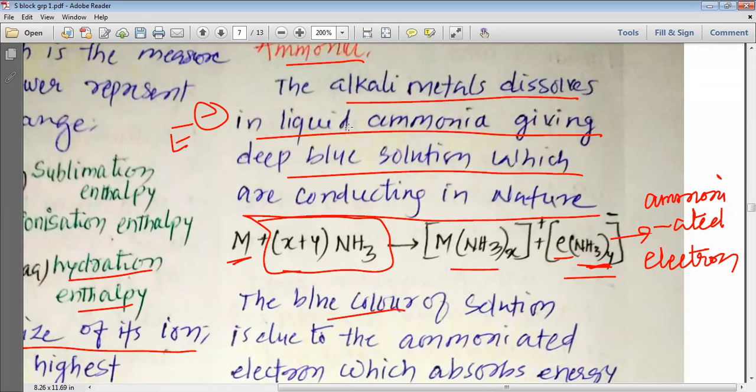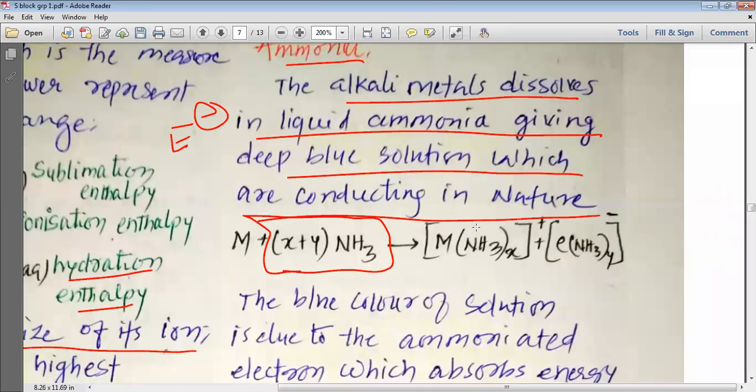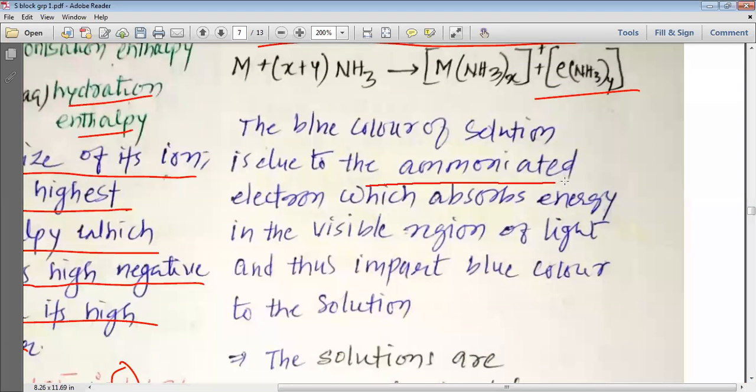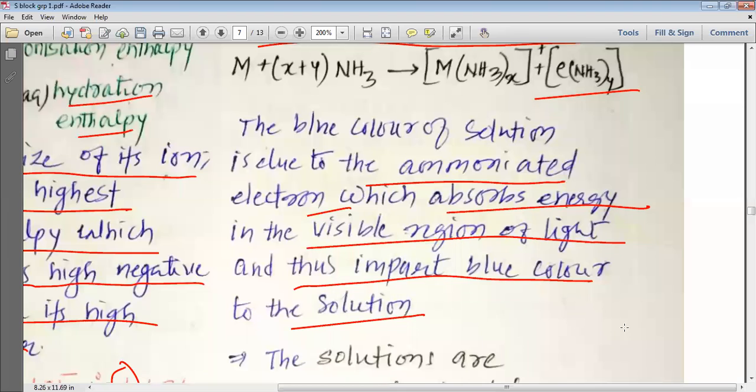Let me read it once again. The alkali metals dissolve in liquid ammonia, giving a deep blue solution which is conducting in nature. Why are they conducting? Because these ammoniated electrons are available. The blue color of the solution is due to the ammoniated electron, which absorbs energy in the visible region of light and thus imparts blue color to the solution.